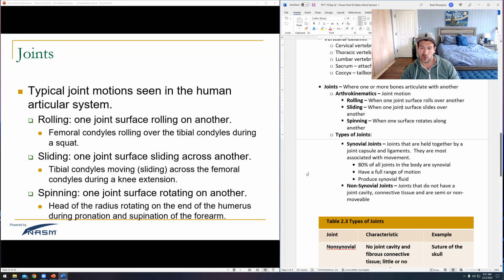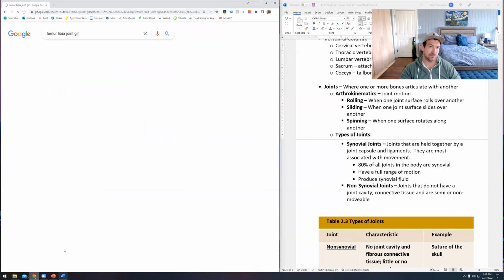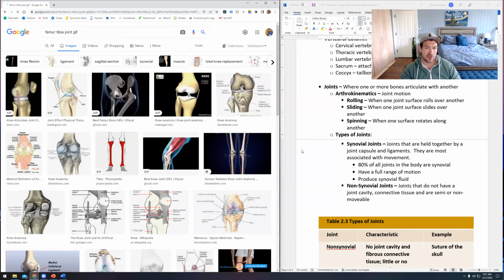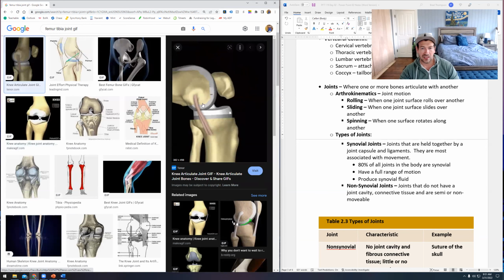So those are our three major categories of movements, right? Rolling, when one surface rolls over another. Here's a really good example: your femur rolls over your tibia when you're performing knee extension, and you're seeing that rolling action there. But what's very interesting is at the same time, there's a little bit of a sliding action. If you look at how your knee joint works, you'll notice it does a little bit of both, right?